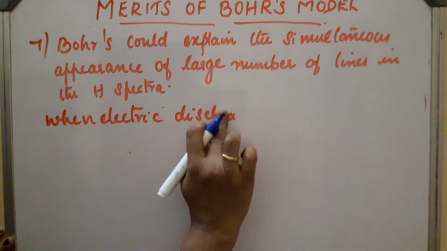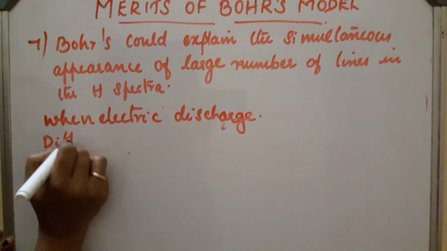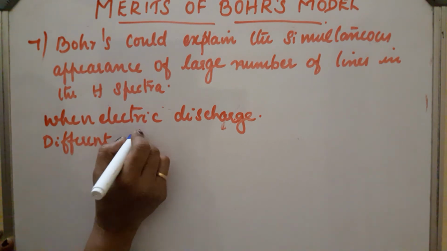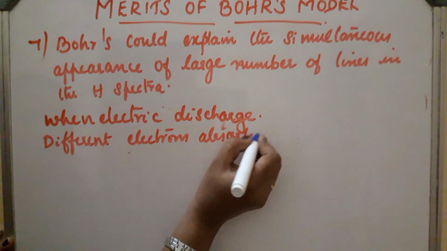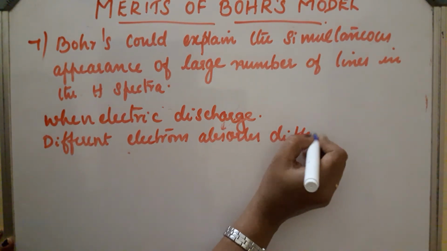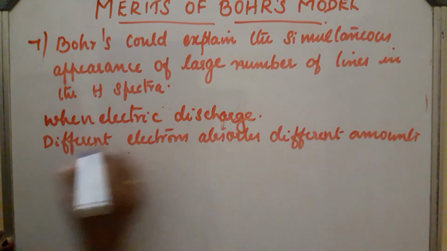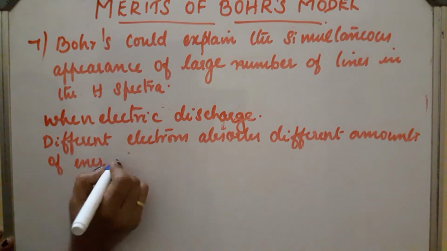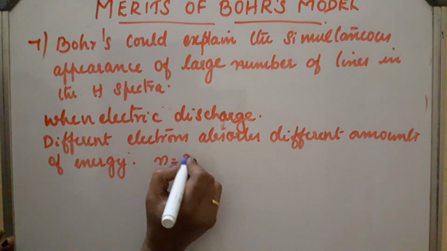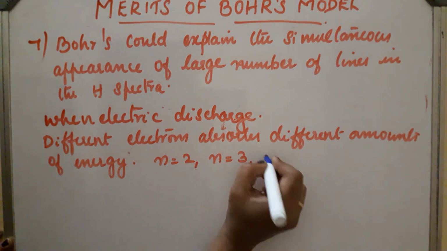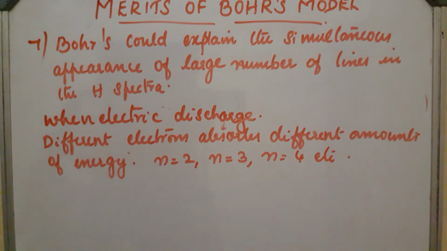different electrons absorb different amounts of energy. Different electrons are present in hydrogen, and they absorb different amounts of energy. So what will happen? These electrons are shifted to different levels, like n is equal to 2, n is equal to 3, then n is equal to 4, etc. So they move to different energy levels.